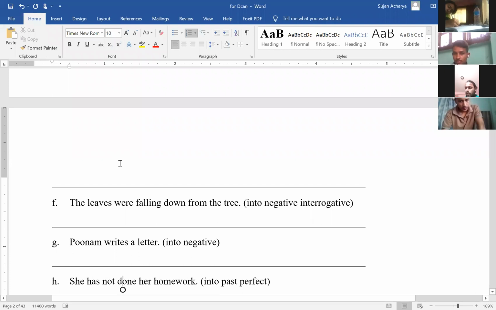Poonam writes a letter, into negative. Poonam does not, doesn't write a letter. Why V1 write? Do, does, did are always followed by V1.